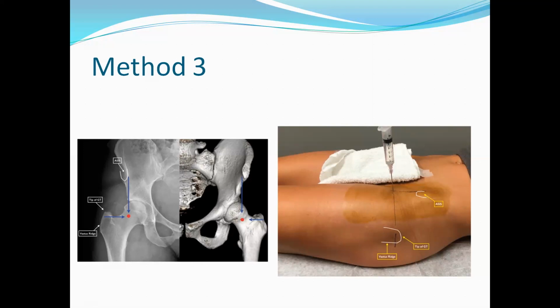However, if you have the facility of a C-arm, you can confirm by fluoroscopy. If you have the facility of ultrasound also, you can confirm by this. If you don't have those facilities, you can use any of the three methods for injection.